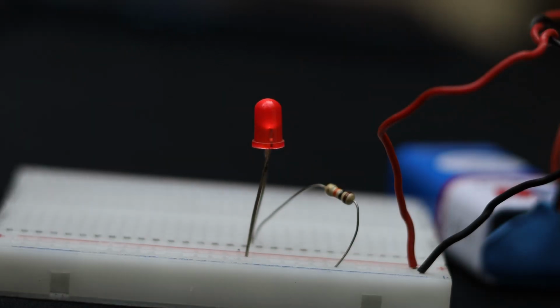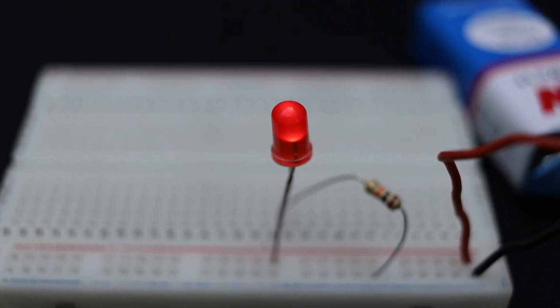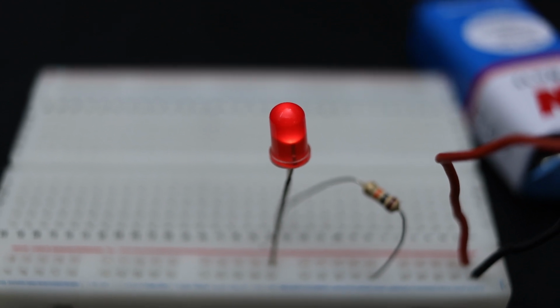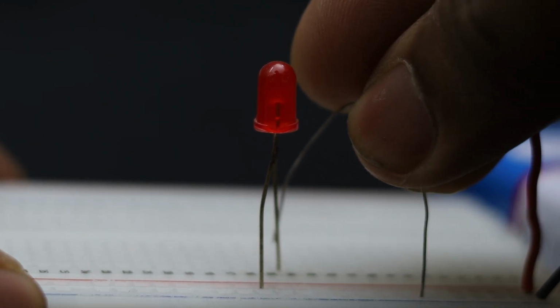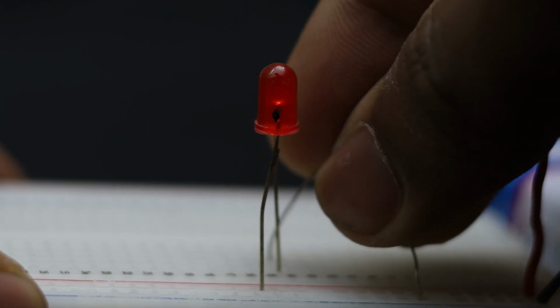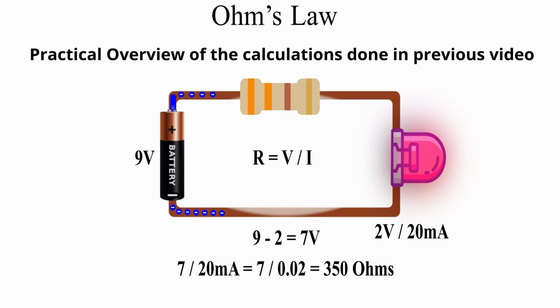you can clearly see there is limitation of current and the lamp is glowing dim. And when I decrease the resistance value, you can clearly see the lamp is burnt out. So this is how Ohm's law is helpful for finding the resistance value for LEDs in any circuit.